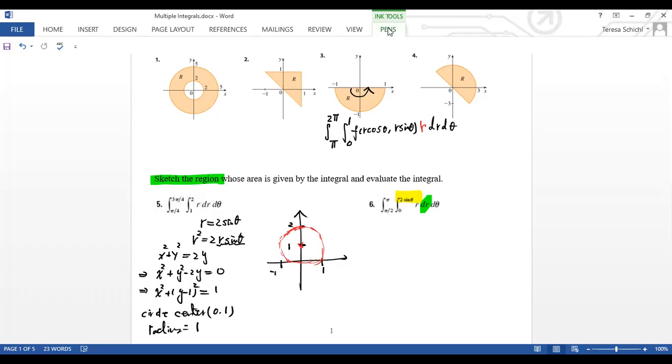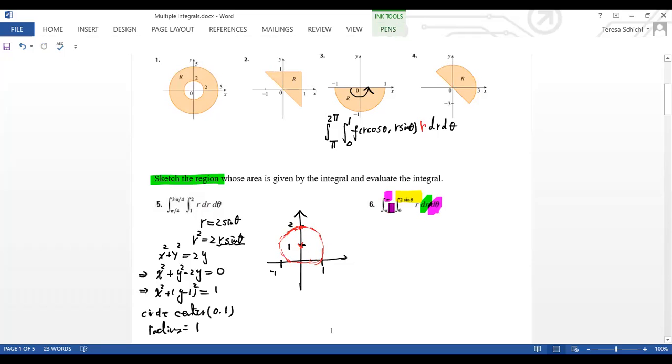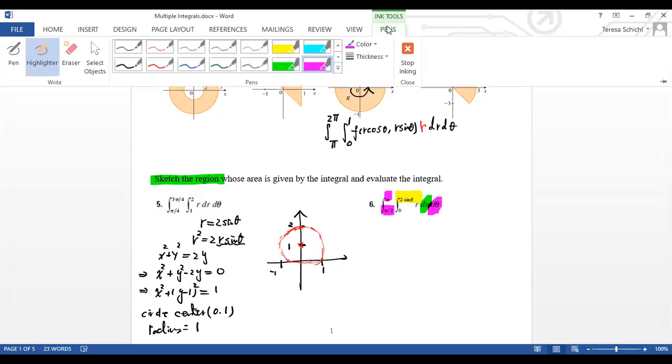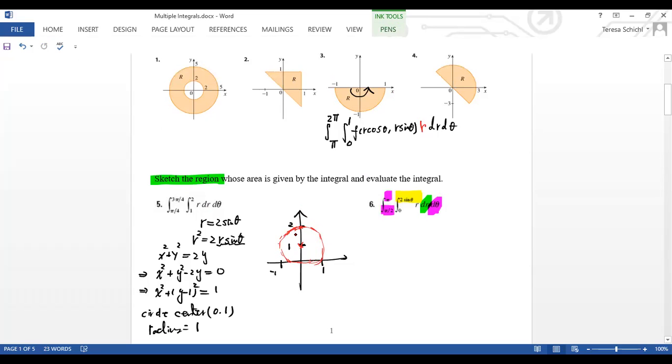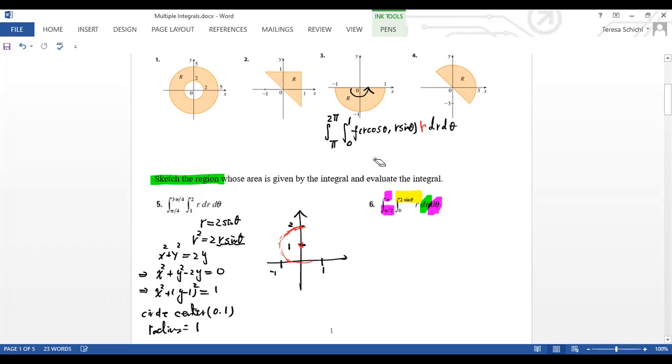Now I need to decide, is this the whole circle? Let's take a look at d theta. Theta is from pi over 2 to pi. Pi over 2 is the y-axis, right, to pi. So which part is my integration region here? This half circle, right? Because this is pi, this is the half circle. So this is my integration region here.